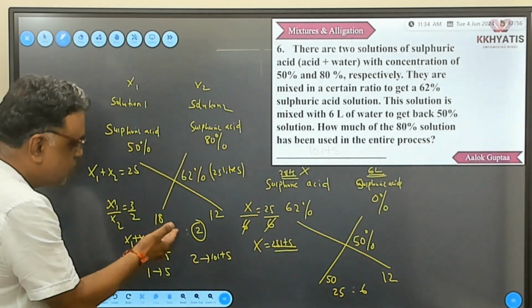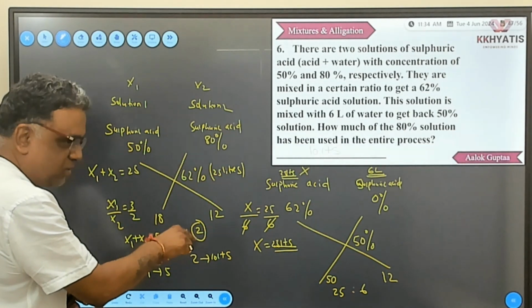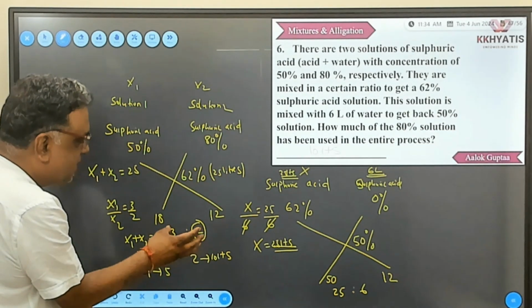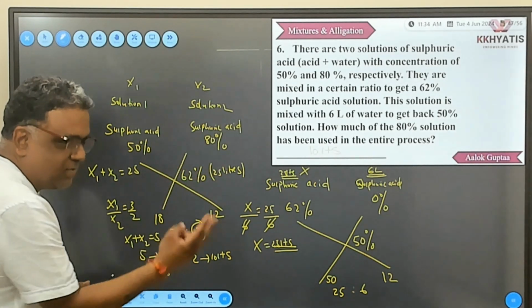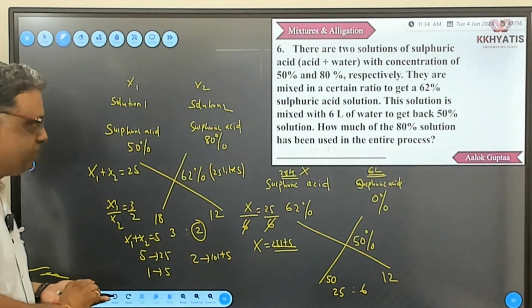But they are in the ratio 3:2. I am being asked 2, so 2 का value 10 liters because 5 का value 25 liters है, so 2 का value 10 liters. Clear?